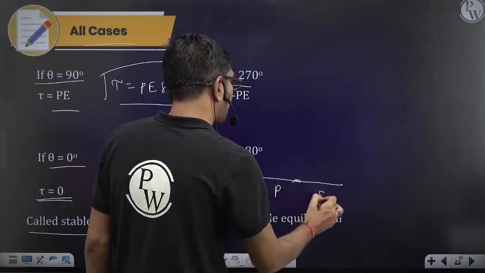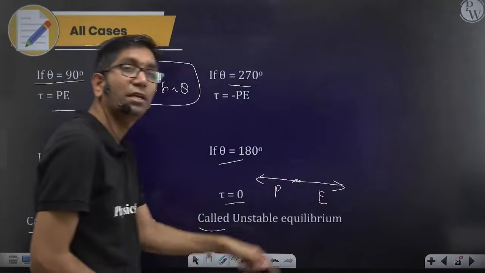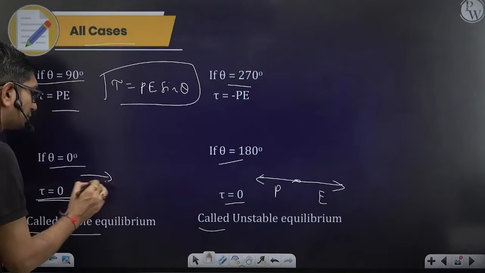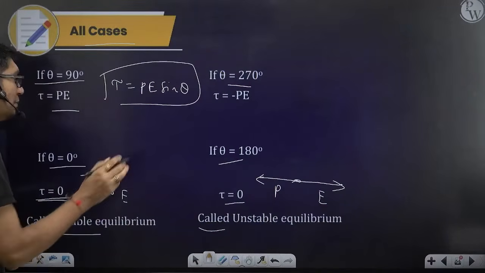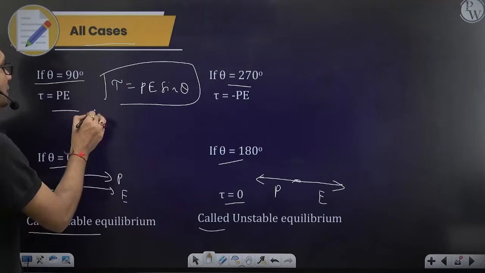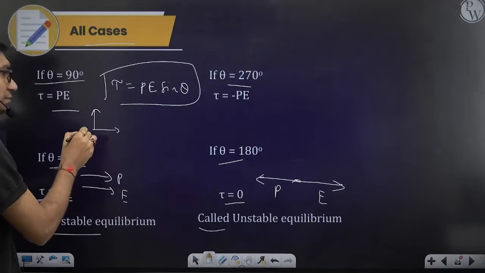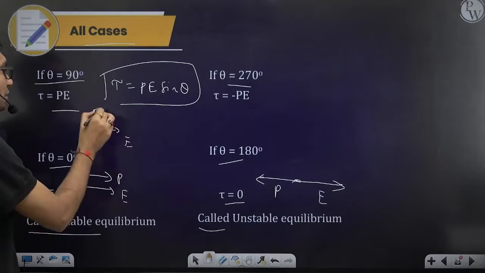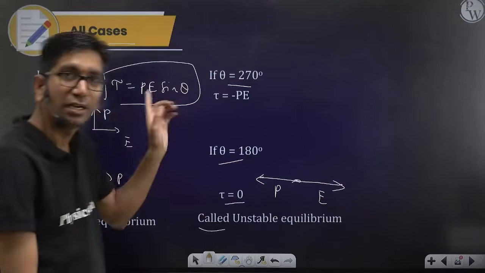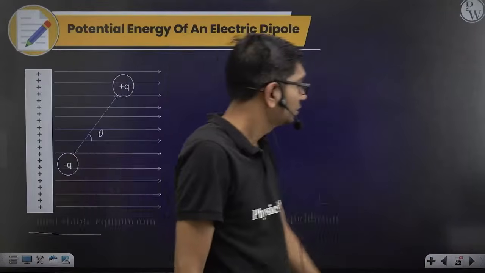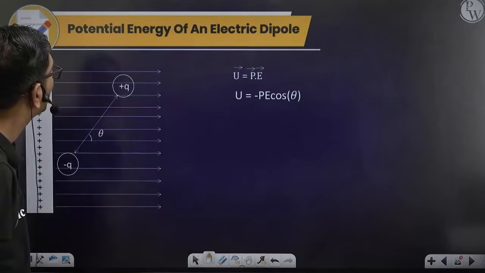Here P and E are in opposite directions. Here P is in the same direction as E. Here is 90 degrees, and with the electric field, P at 270 is again like this. So these are the cases you can easily identify.